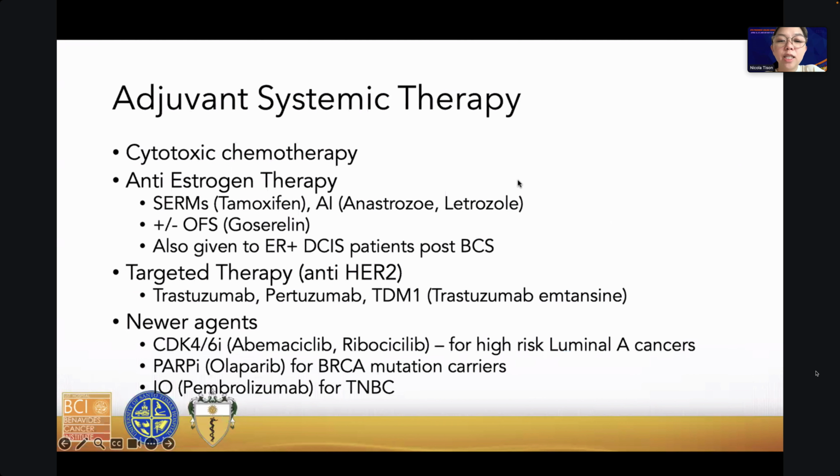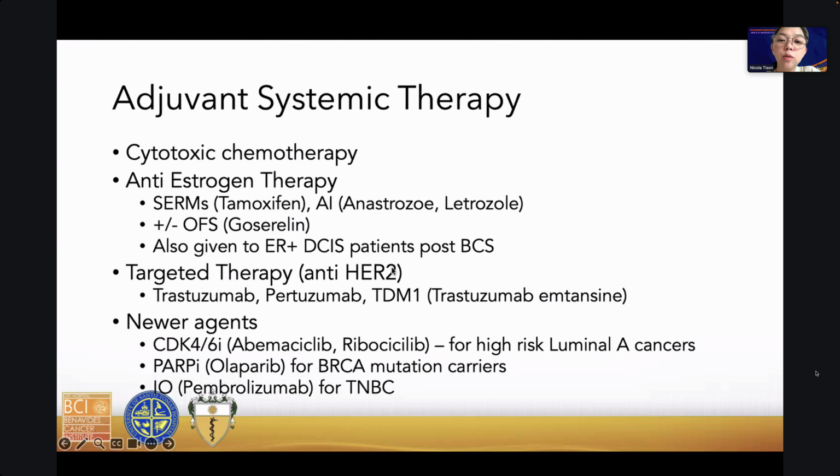Next, we go on to adjuvant systemic therapy. So there are different systemic therapies that can be given. Of course, we're all familiar with cytotoxic chemotherapy. For estrogen receptor positive cancers, we give anti-estrogen therapy such as selective estrogen receptor modulators like tamoxifen for premenopausal women, aromatase inhibitors like anastrozole, letrozole for postmenopausal women. For young premenopausal high-risk patients, we may add on ovarian function suppression to their anti-estrogen therapy. And in patients with DCIS who underwent a breast-conserving surgery, we also give anti-estrogen therapy.